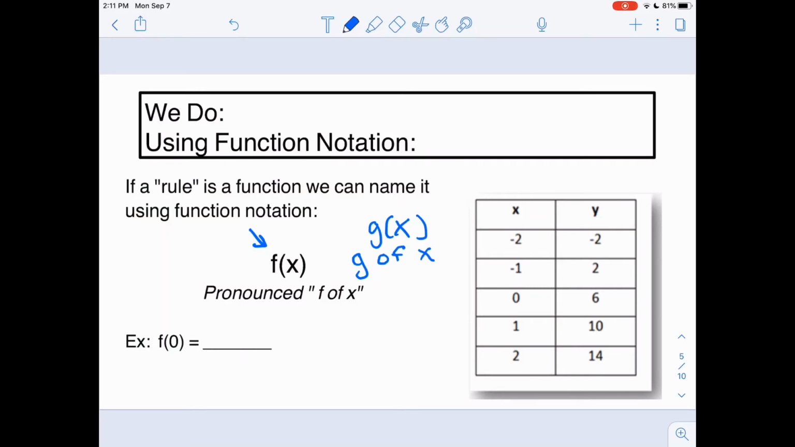When you look at function notation, this number right here is your input. This question is asking: when my input, my x, is 0, then what is my output, my y? Well, I'm going to read the table and see that when x is 0, y is 6.